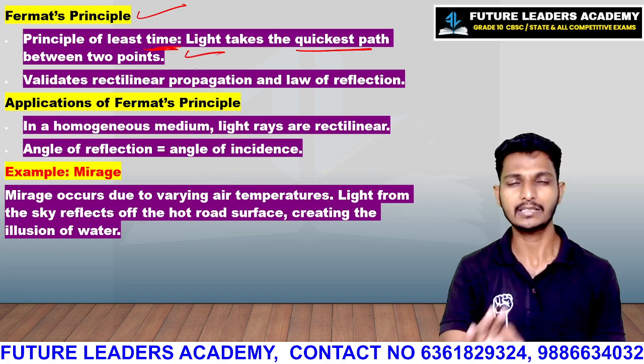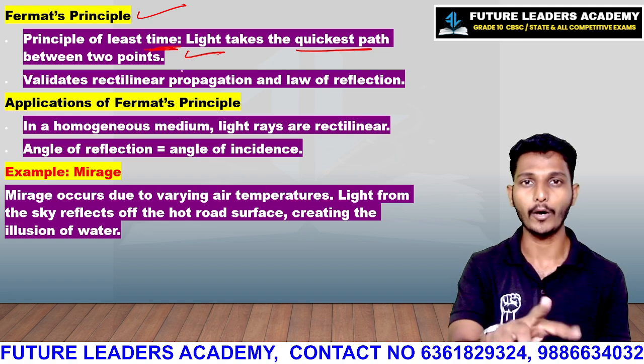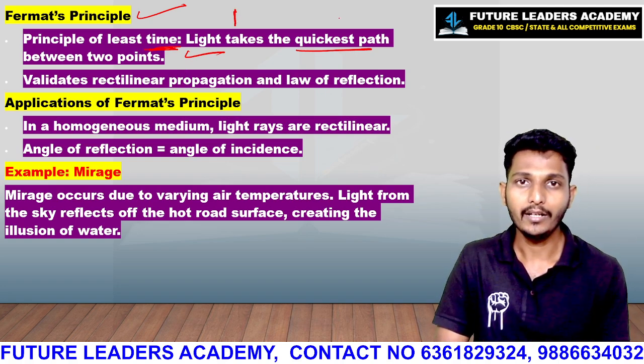That is Fermat's principle. You can write it as: light takes the shortest time to reach from the initial point to the end point, the final point. For example, here is one point and here is another point.